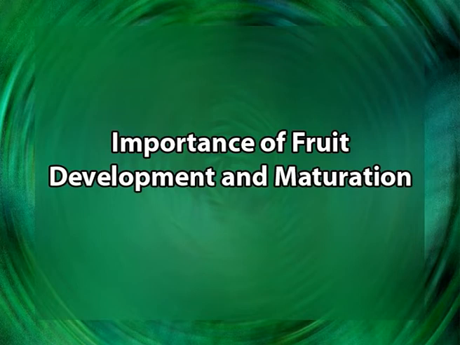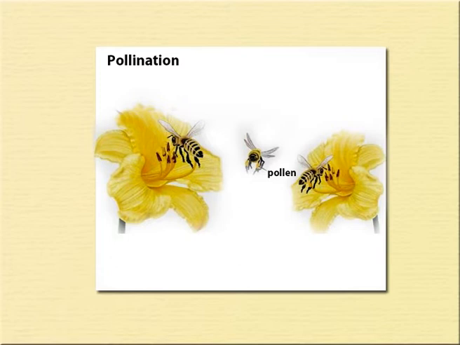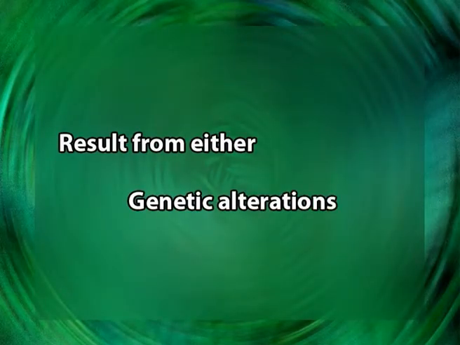Importance of fruit development and maturation. The development and maturation of fruit tissues represent a final phase of floral development, typically preceding and signaled by successful pollination. Although parthenocarpic fruit development occurs, such phenomena typically result from either number 1, genetic alterations that include gene mutations and changes in genome ploidy, or environmental and/or hormonal alterations that ultimately mimic and trigger the fruit development cascade, or number 2, premature embryo abortion that results in fruit with minimal residual seed tissue.